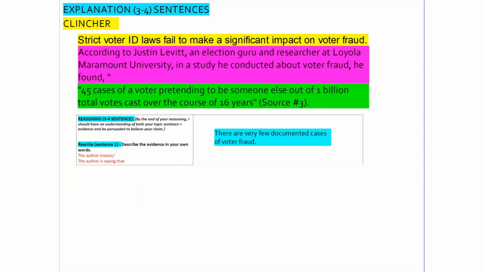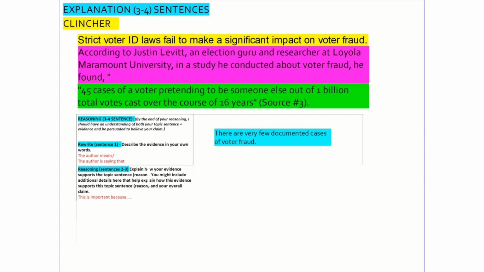Okay. Next step, your reasoning. You're going to explain how your evidence supports the topic sentence, and you might include additional details here that help explain how this evidence supports the topic and your overall claim.